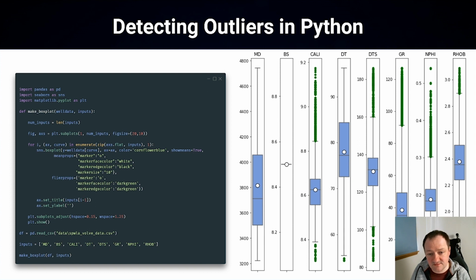The box and whiskers of the plot show where the majority of the data lies, with the ends of the whiskers being the outer limits of the data, and data beyond these limits is highlighted in green, and these are the outliers. On my channel you will find a video on box plots where I go into detail about how to interpret these box plots and how to identify outliers with them. So be sure to check that out if you're interested in learning more.